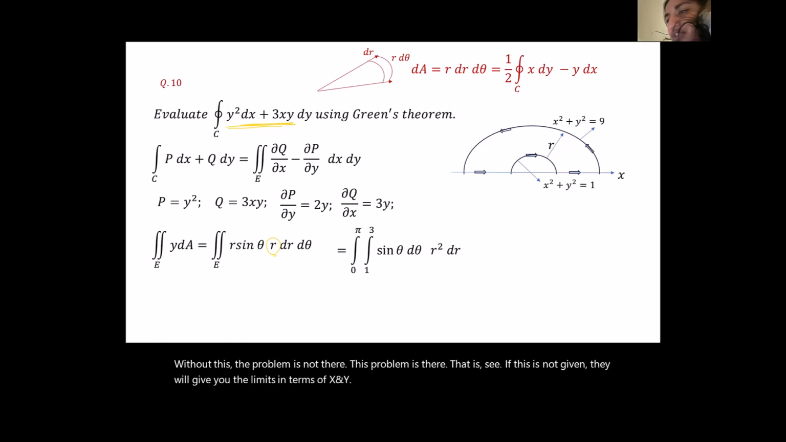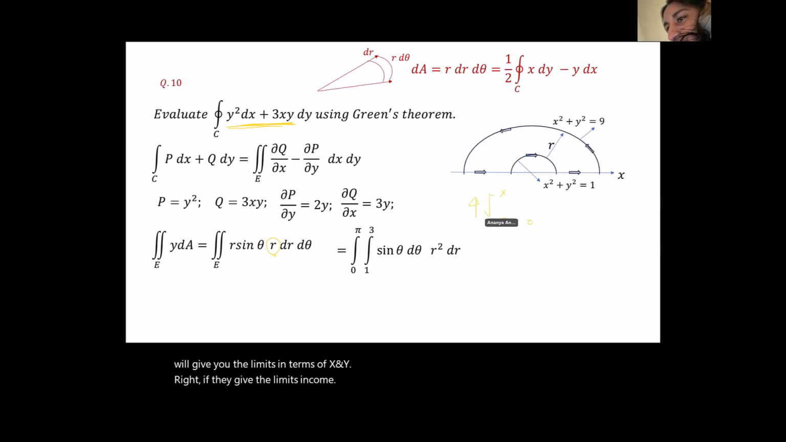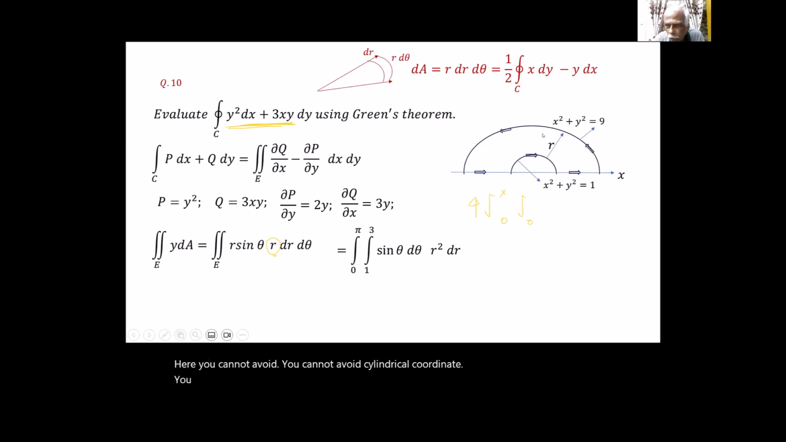Wasn't there a point, last time we did a problem, where you said that you should just go from 0 to whatever the max x will be, and then multiply by 4, or not 4, 2 in this case. Yes. And here you cannot avoid cylindrical coordinates. Where will you stop? You will have to stop here, with x and y, 0 to pi by 2, and then multiply by 2 times.